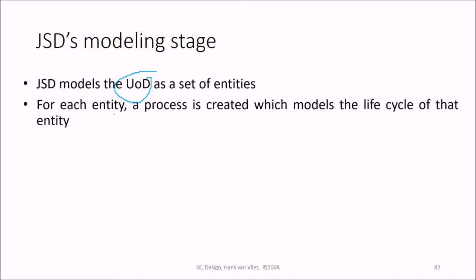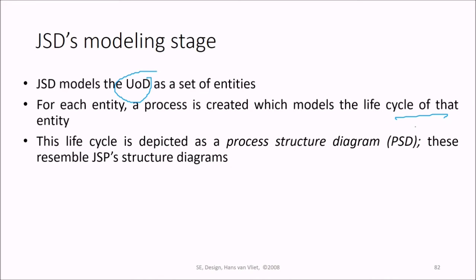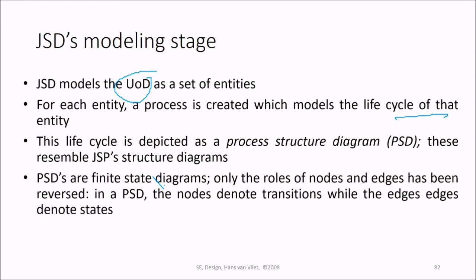In JSD's modeling stage, JSD models the universe of discourse as a set of entities. For each entity, a process is created which models the life cycle of that entity. The life cycle is depicted as the PSD, process structure diagram. So this resembles JSP's structure diagram. PSDs are finite state diagrams, only the roles of nodes and edges have been reversed. So in a PSD, the nodes denote transitions while the edges denote the states.